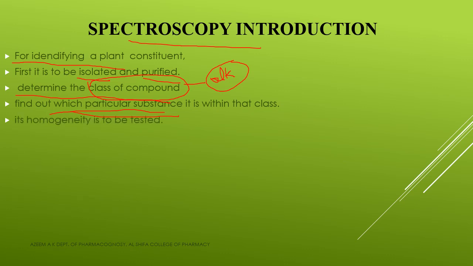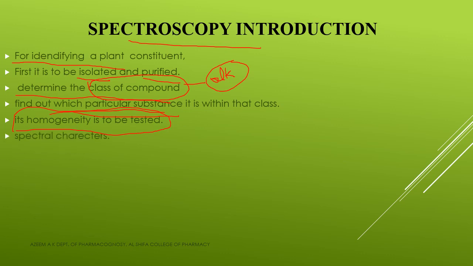Clear? So before doing any test, first you have to confirm the homogeneity of the sample. So homogeneity means you have to clarify that the sample which you are taking is purified or in the pure form. That is, its homogeneity is to be tested, and this homogeneity can be tested with the help of chromatography. And if in the chromatography you are getting a single spot, then you can confirm that it's a purified compound. Then you can go for the above mentioned steps.